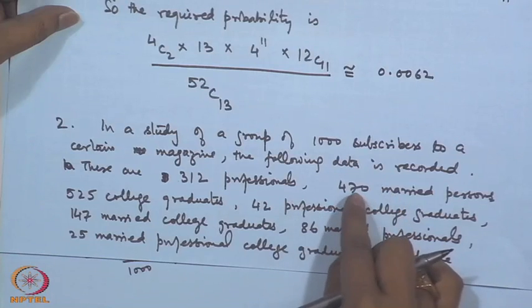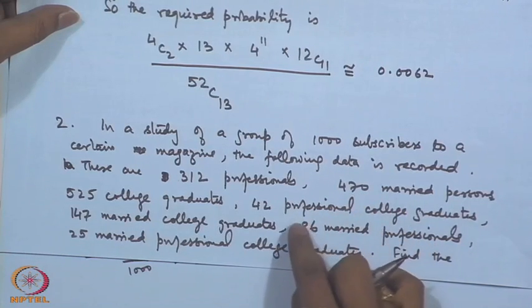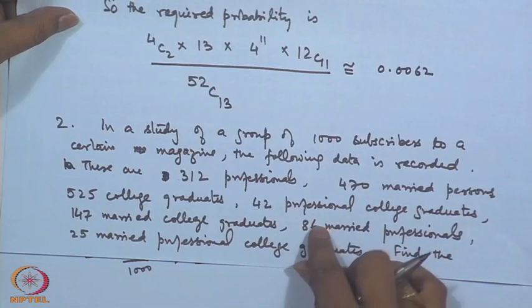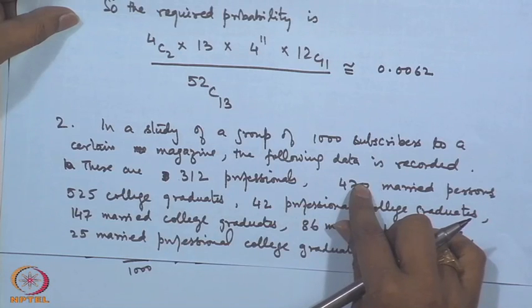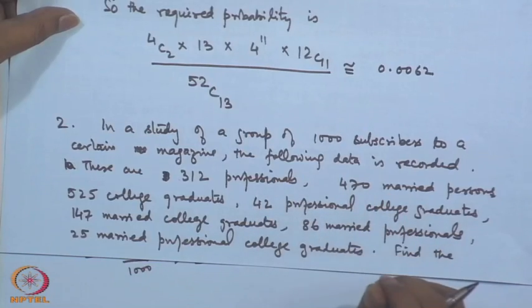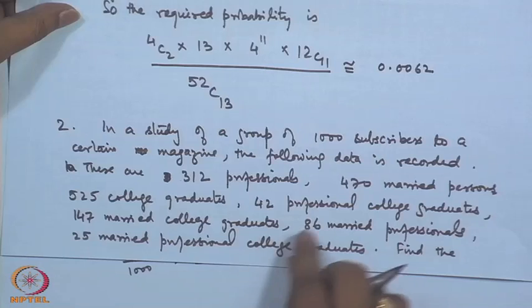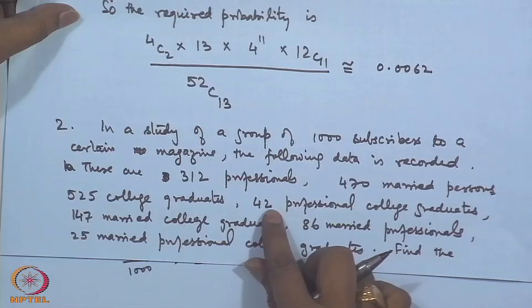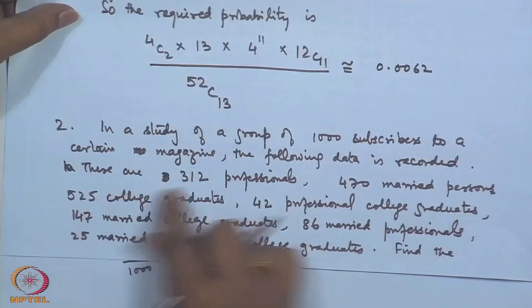In that case, I will have to look at the number of persons who are already married, and among them how many are professionals. Therefore, the answer will become 86/470. Similarly, if we want to find the probability that the person is a professional given that he is a college graduate, I have to look at all the college graduates and among them how many are professionals. We have only 42 such persons, so we have 42/525 rather than 312/1000. That means, if we apply a condition in our random experiment, then the probability of the original event may change. This is called the concept of conditional probability.